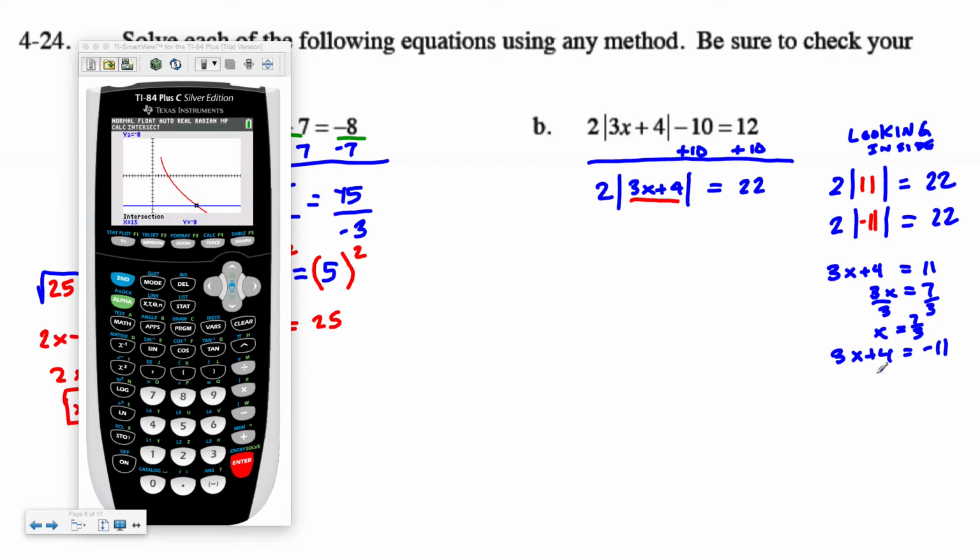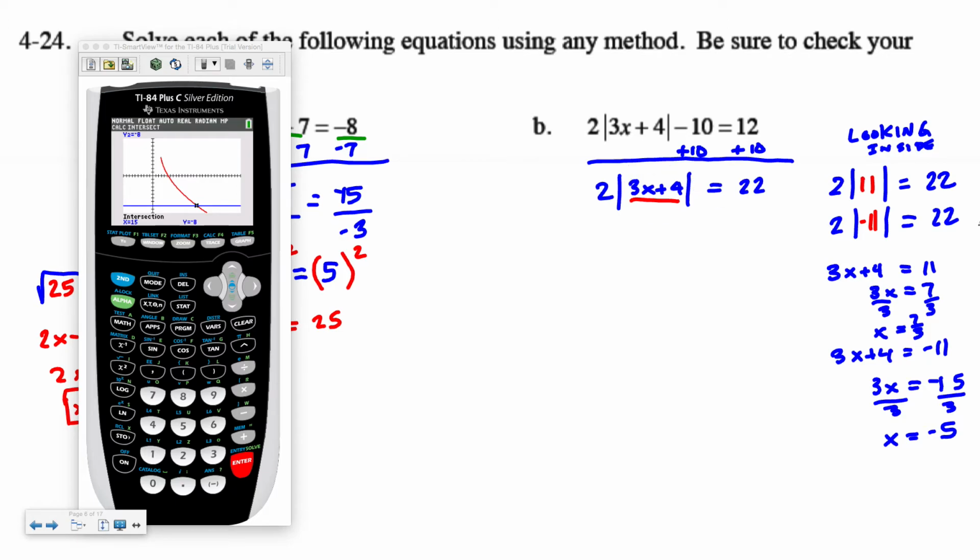This one here, I subtract my 4 from each side, I should get 3x should equal -15. Divide each side by 3, and I get x equals -5. So there are 2 solutions that I've come up with here. This was looking inside to get to my answer here. I'm going to show you here how to undo real quick as well.